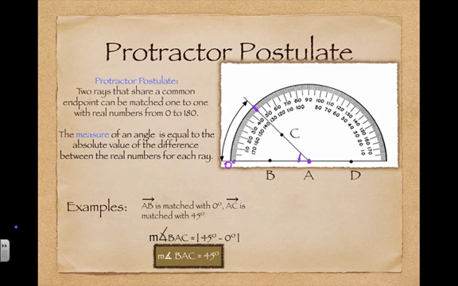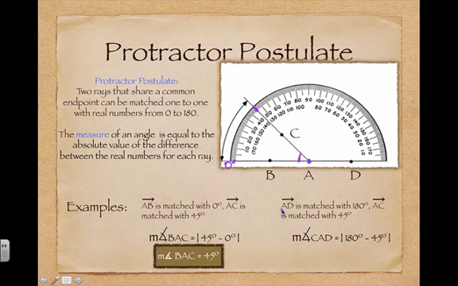Now we have another angle that we can measure, which is angle CAD. So here we have ray AD is matched up with 180 degrees if we use the outer numbers. And we already know that AC is matched up with 45. So to find the measure of angle CAD, which is this angle, we're going to take 180 minus 45 to get our angle measure, and the measure of angle CAD is 135 degrees. So that's how you use a protractor to actually find the measure of an angle.